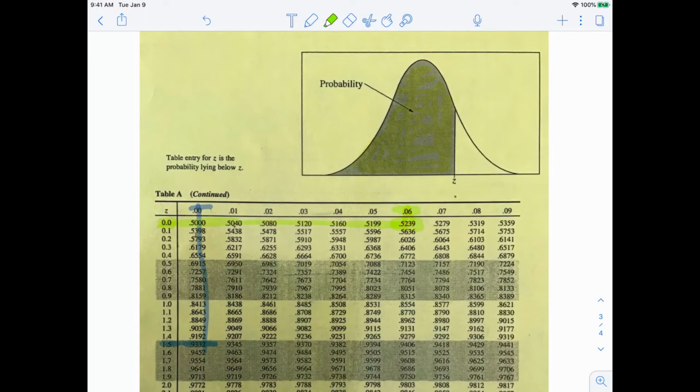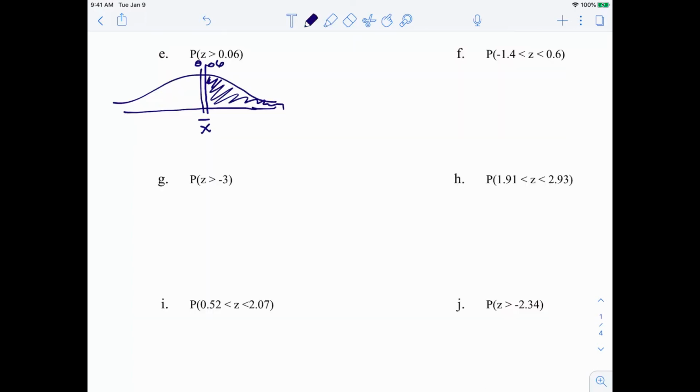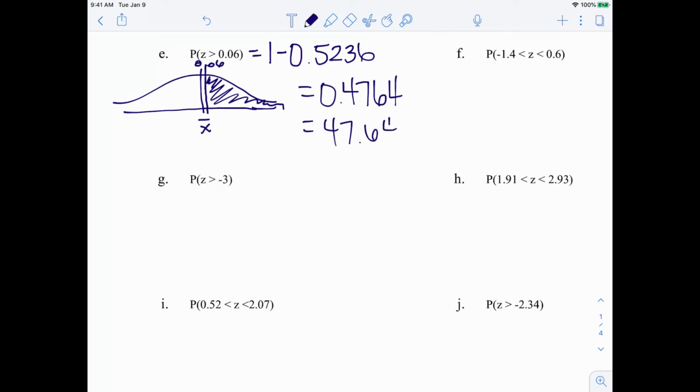We are actually interested in the area above the z-score. So the way to find that unshaded area, we subtract from 1. If I use the table, I'm actually going to do 1 minus 0.5236, which will give me 0.4764, or 47.64%. That's if you use the table.